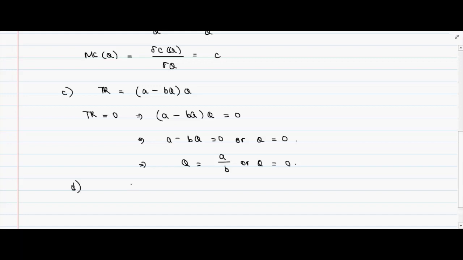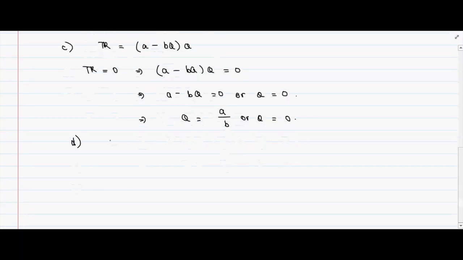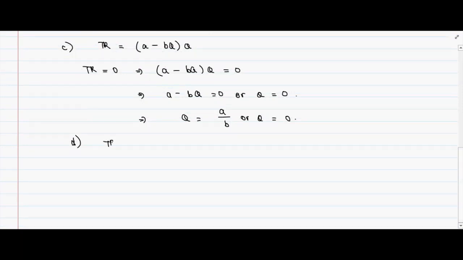Okay, part D is asking you to show that the firm maximizes revenue by producing output Q equal to A on 2B. Again, the total revenue is A minus BQ times Q, and we would like to find the level of output that maximizes the revenue. That's just going to be the output that satisfies the first order condition.